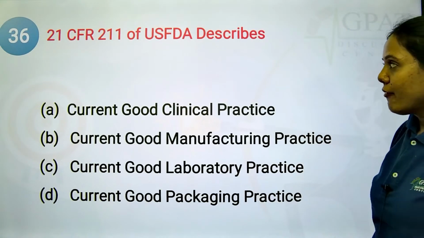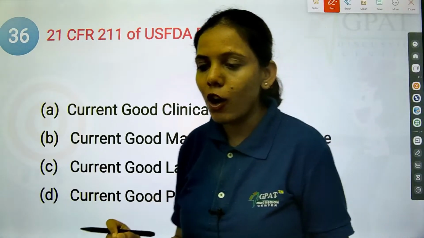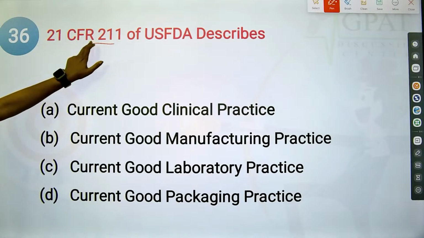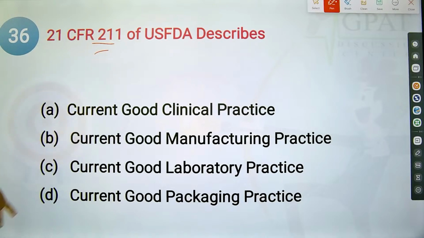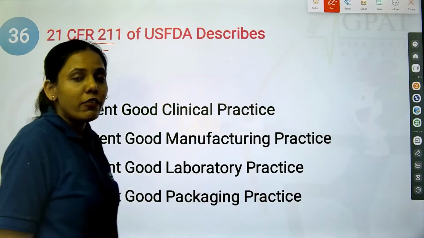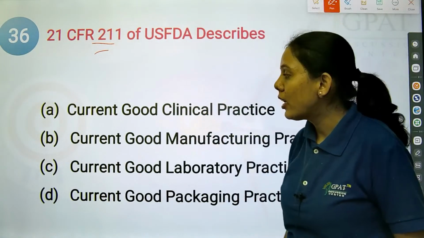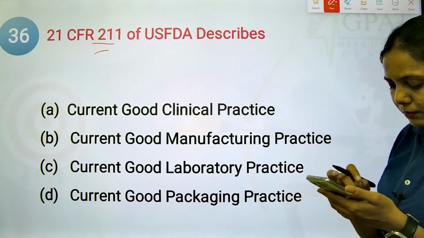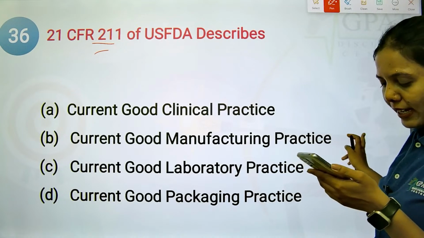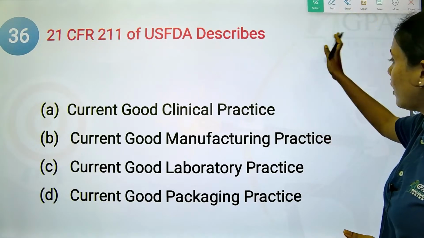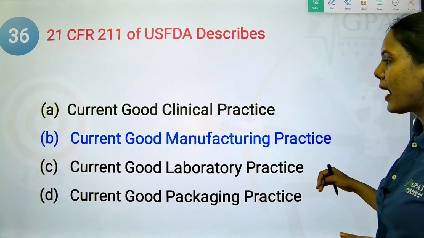Next is 21 CFR, the Code of Federal Regulations of the US FDA. There are many parts. What does this 211 tell us about? Current good clinical practice, current good manufacturing practice, current good laboratory practice, or current good packaging practice? When it comes to 211, it is about current good manufacturing practice. That is the most famous, most popular one, so you can easily remember. So option B, current good manufacturing practice, is the right answer.